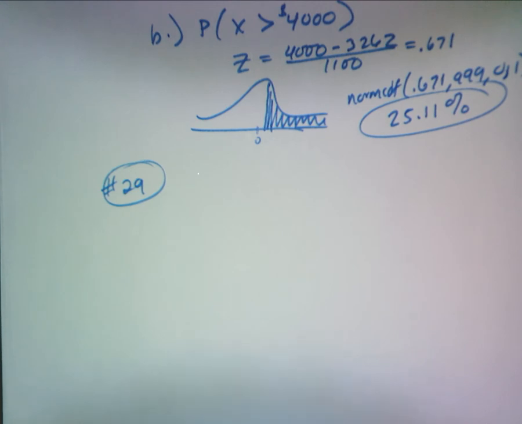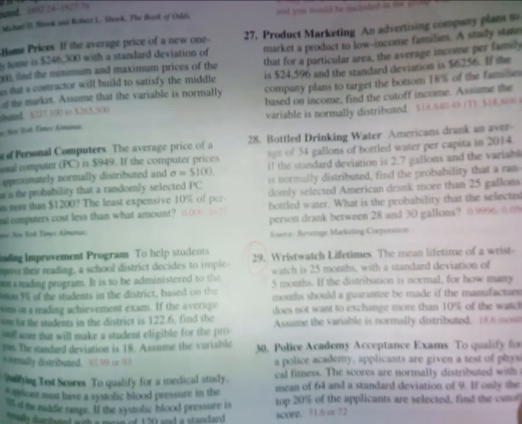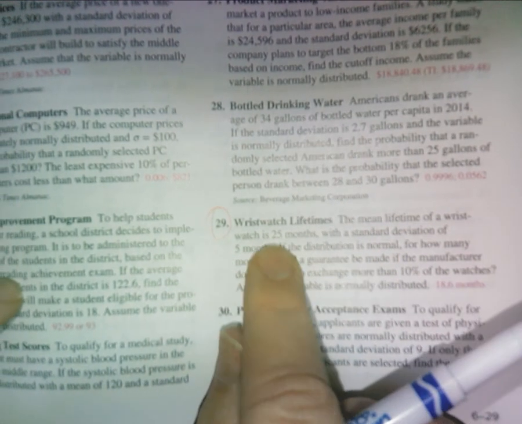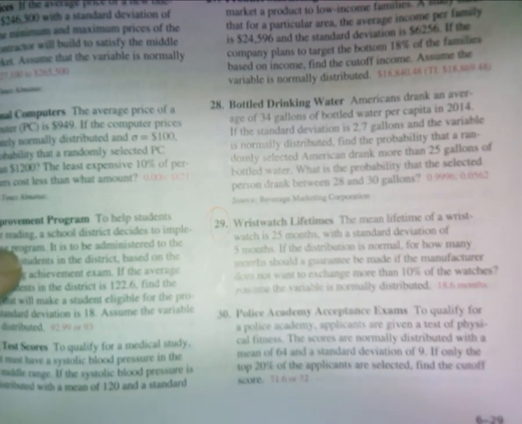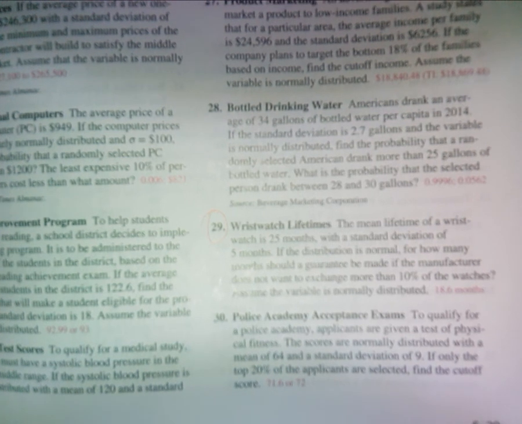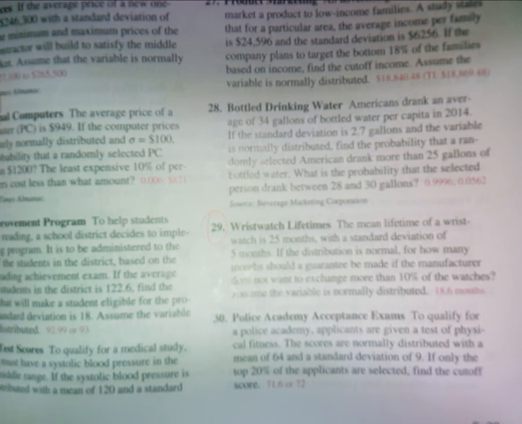This is called wristwatch lifetimes. My husband loves his watches, and they like to last for a long time. Did you know that the mean lifetime of a wristwatch is 25 months? Do you know when they say, oh, if you just pay $200 we will cover your warranty for 10 years? Don't buy it. More than likely, it's supposed to last for 10 years. My washing machine should last for 10 years, okay?